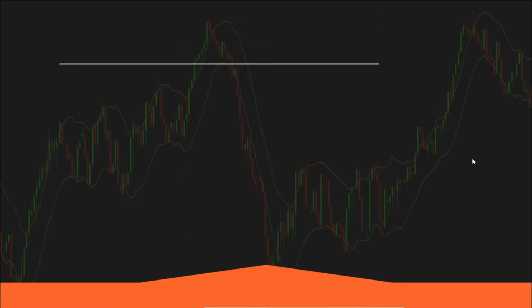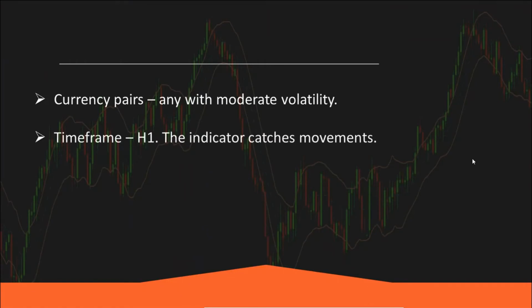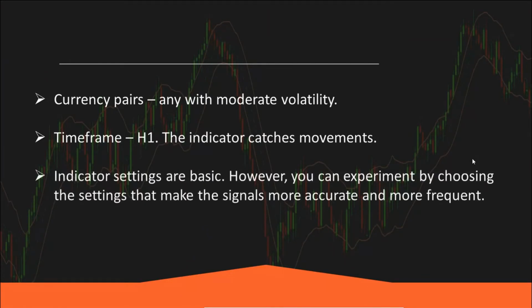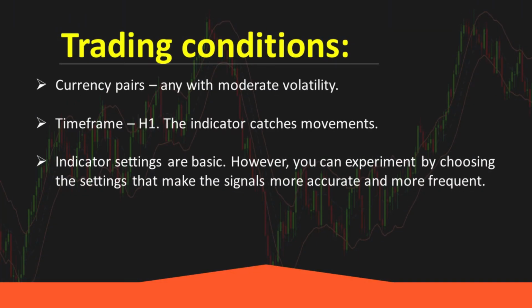Trading conditions. Currency pairs, any with moderate volatility. Sharp changes are not necessary, the task is to catch long stable trends. Time frame, H1. The indicator catches movements with a length of 1 to 3 candles, less often, 5-8 candles. Therefore, you won't earn anything on minute intervals. At long intervals, you will wait a long time for the signal.